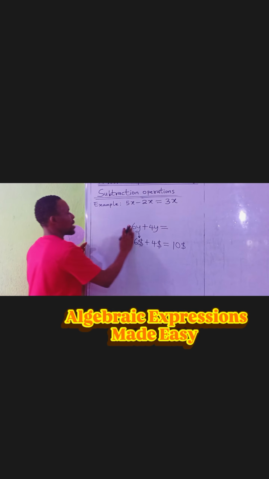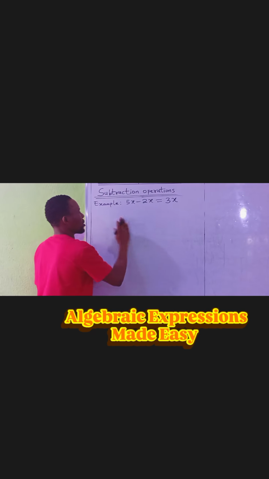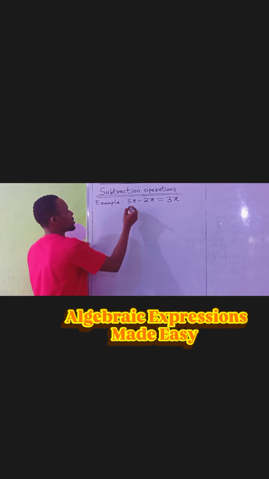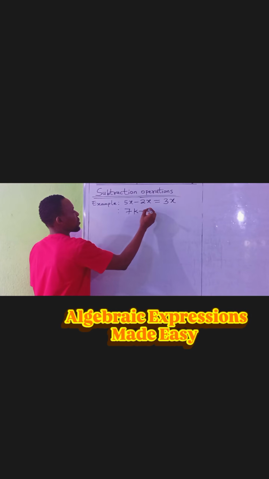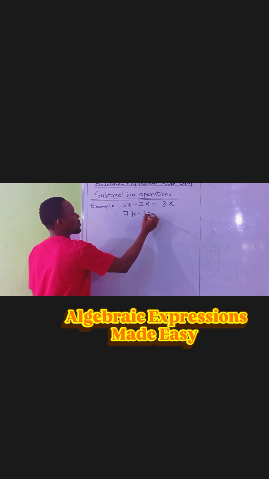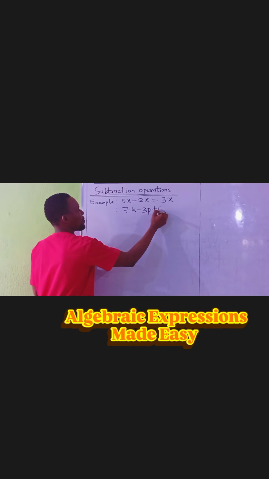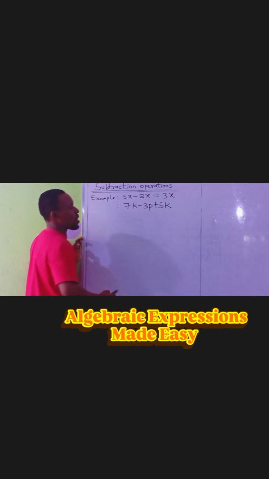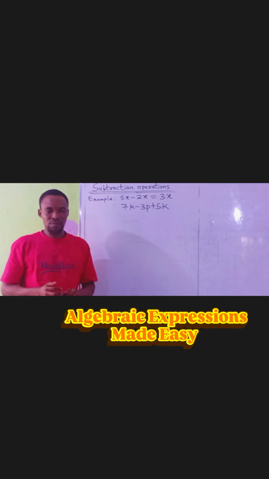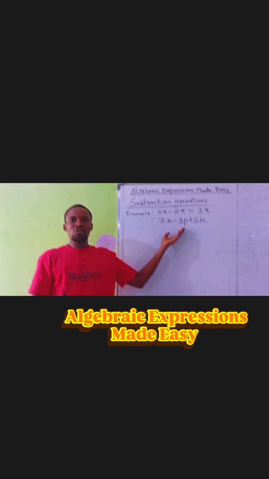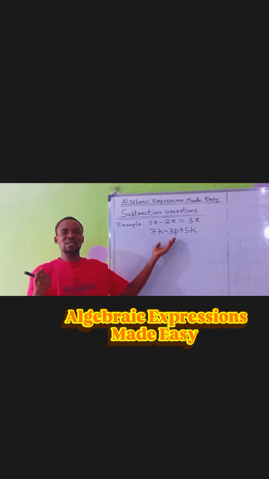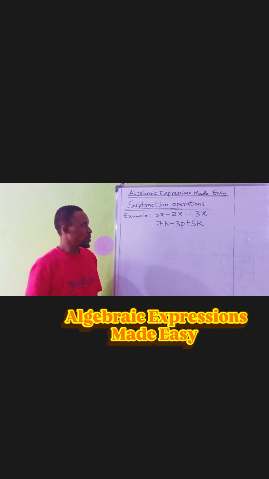Now for instance, let me give another example that you can relate to. Let's say we have something like this. Let's say we have 7k minus 3p plus 5k, something like this. Now, how do you go about this? Again, in simplifying this type of algebraic expression, you are going to do what we call collecting like terms. Now, ask yourself, in these algebraic expressions, which of the terms are similar?